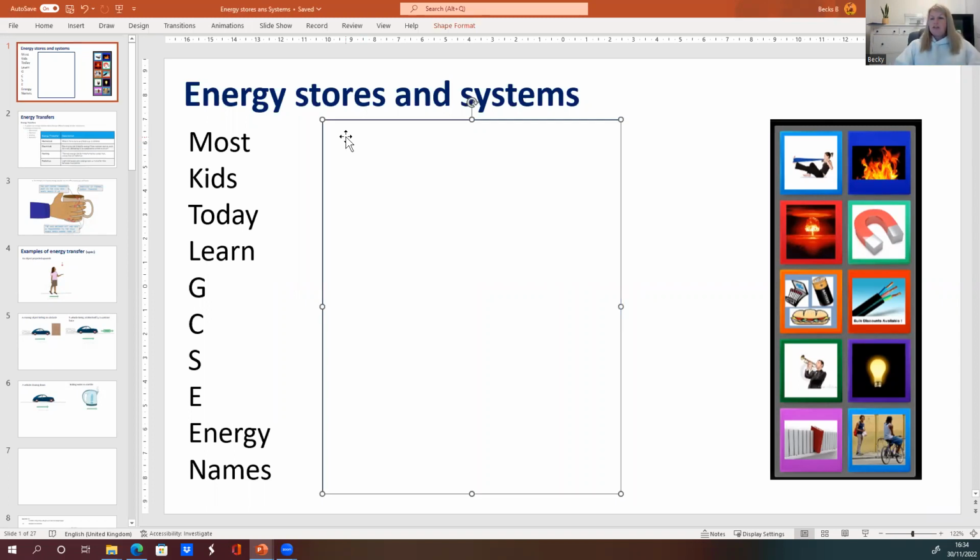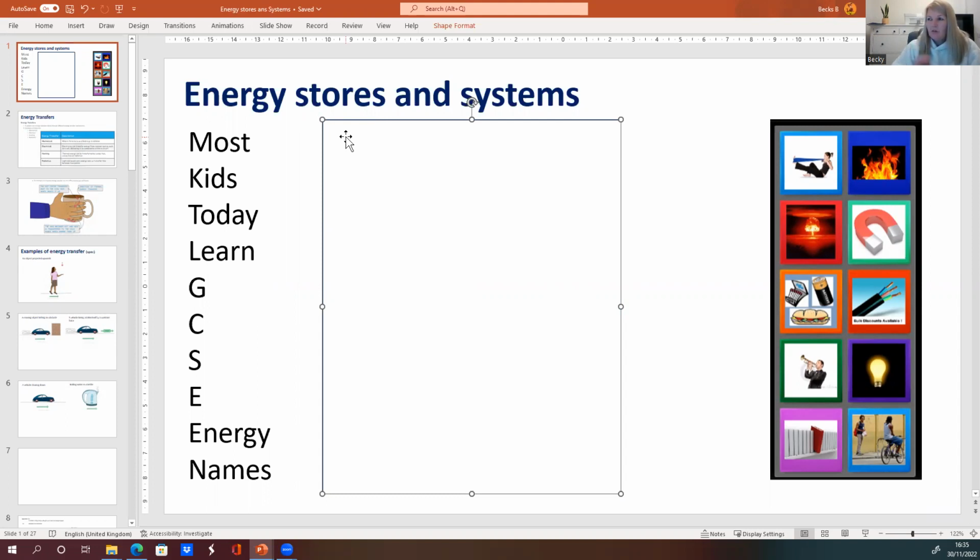Okie doke. Right. So energy stores and systems. It gets called energy stores. They're just different types of energy. A little way that I remember it, and I know I've got a mixture of year 9s and 10s with me today.